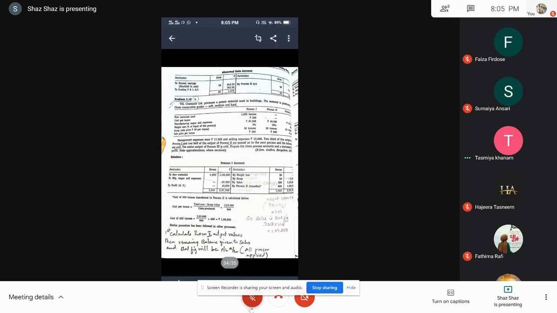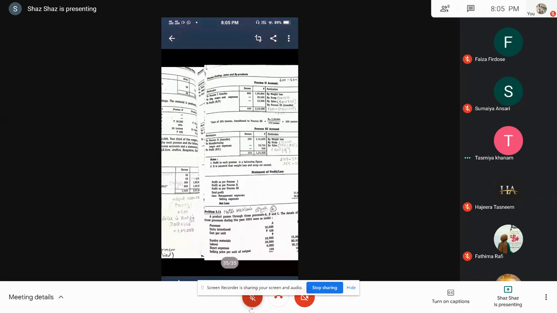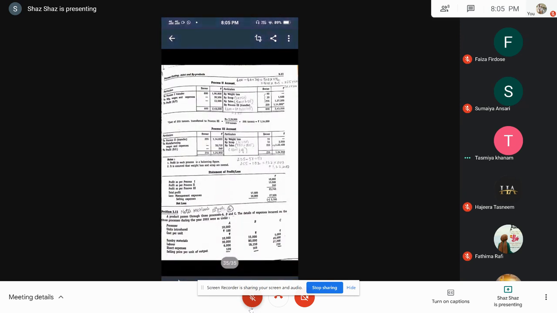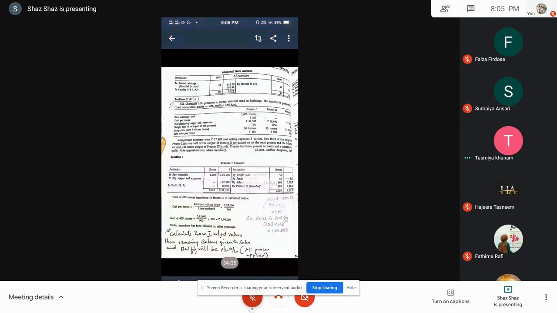Now is it visible? Yes, ma'am. This is very important because this calculation is written in pencil, so it is a bit light. Because the format I sent you did not have the calculation. Okay, let me start now.